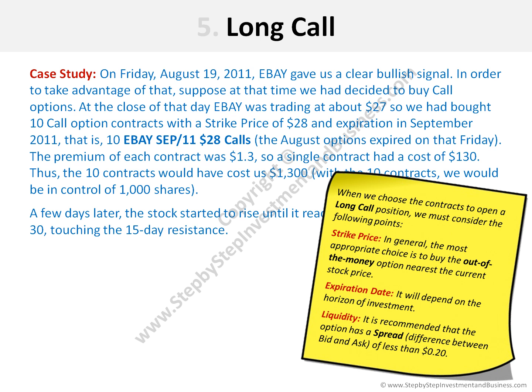In our case, the call options we bought were out of the money because their strike price was higher than the stock price. The strike price was $28 and the stock price was $27.